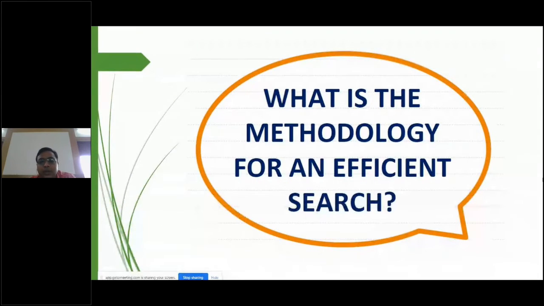What is the methodology for an efficient search? Today we are taking one example: what is the effect of Siraved on non-alcoholic fatty liver disease? This is our topic today.